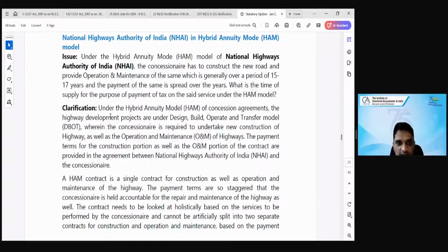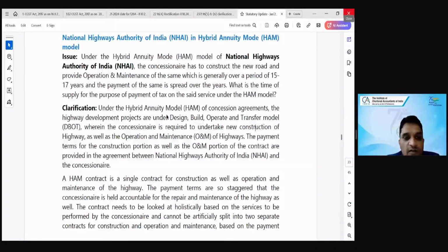So the CBEC is clarifying that under the hybrid annuity model of concession agreements, the highway development projects are under design, build, operate, and transfer model, wherein the concessioner is required to undertake new construction of the highway as well as operation and management. And after that period is completed, he will transfer the maintenance part to the NHAI itself. They will do the maintenance.